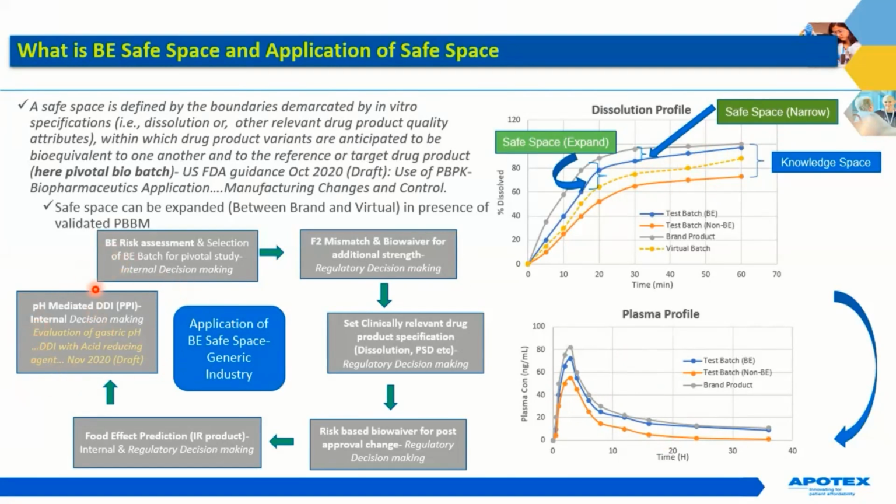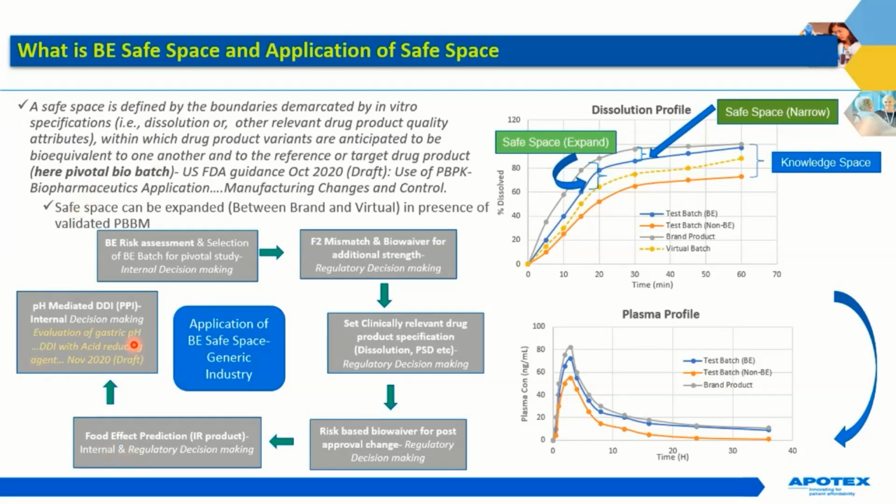These are the different areas where we can apply the concept of the safe space, either for internal or regulatory flexibility. This is the area where the safe space is utilized by generic companies frequently, and it helps us select the BE lot for the pivotal study. There are a couple more areas where the concept of the safe space is utilized for regulatory decision making. For example, dissolution dissimilarity for additional strengths for biowaiver, setting specifications, for example dissolution or FESD, and in case of major post-approval changes.